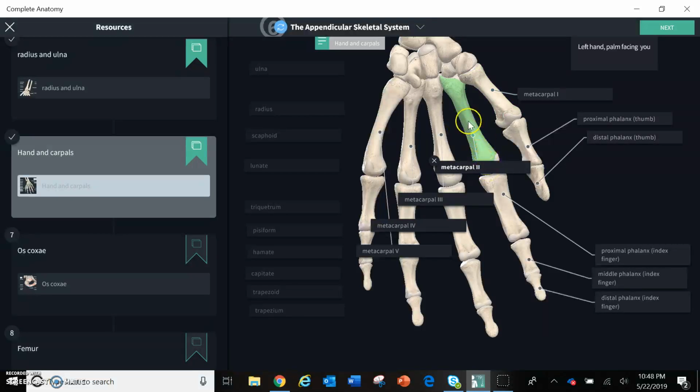Metacarpal 2 would be the index finger. Metacarpal 3 would be the middle finger. Metacarpal 4, next one, and then metacarpal 5 would be the pinky finger. Okay.